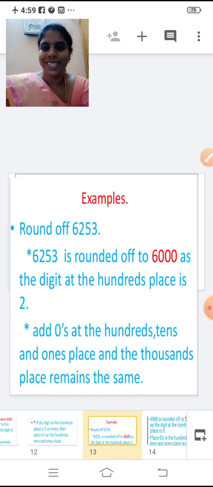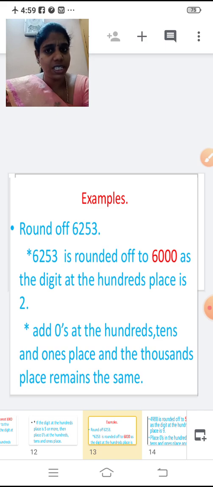Round off 6,253. So to round off to the nearest thousand, you have to see the digit at the hundreds place. Now what digit we are having in the hundreds place? 2. 2 is less than 4, right? If it is 4 or less than 4, what you have to do? Place zeros at the ones, tens and hundreds place. I am placing 0, 0, 0.